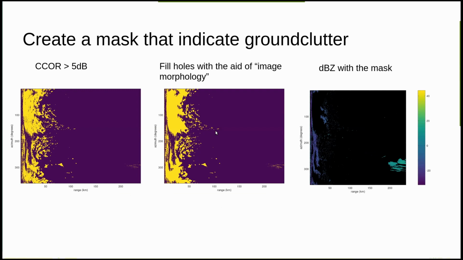We clean up this mask with some image processing techniques, and in the image on the right, you can see you have the rain on the right, and all the clutter has more or less been removed. The remaining clutter here is so low in reflectivity, it's not important.